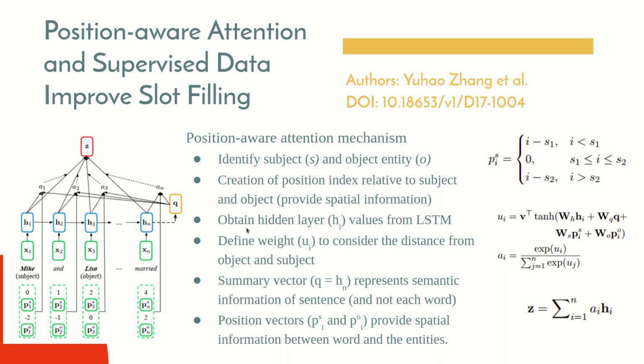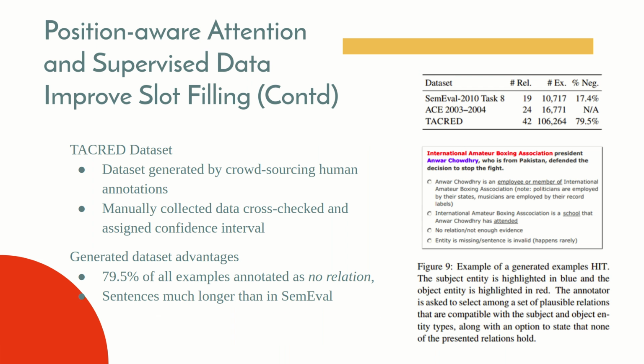So they obtain the hidden layer values from the standard LSTM, but then they provide weights for taking in both the positional indexes as well as the summary vectors, and finally apply softmax to determine the final relation classification. This is a very important part because they have given equal weightage to both the entities.